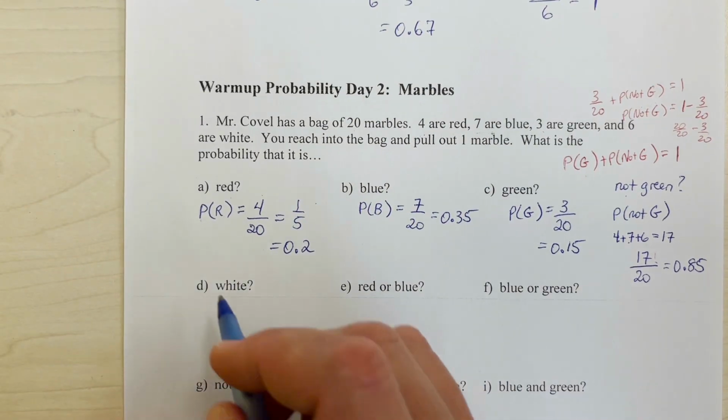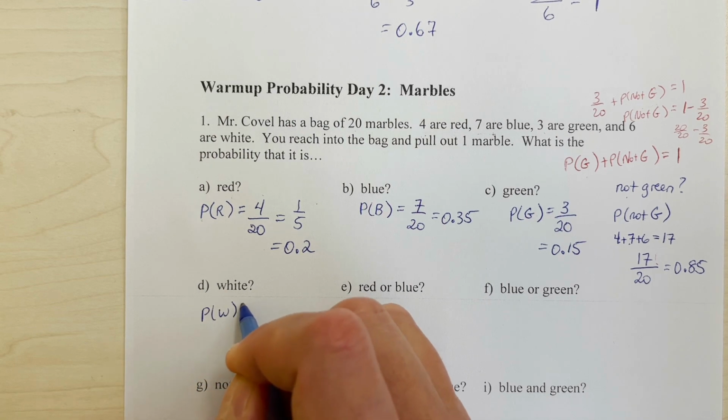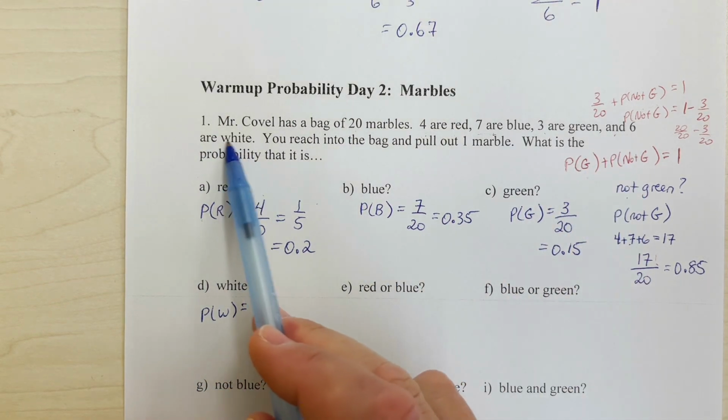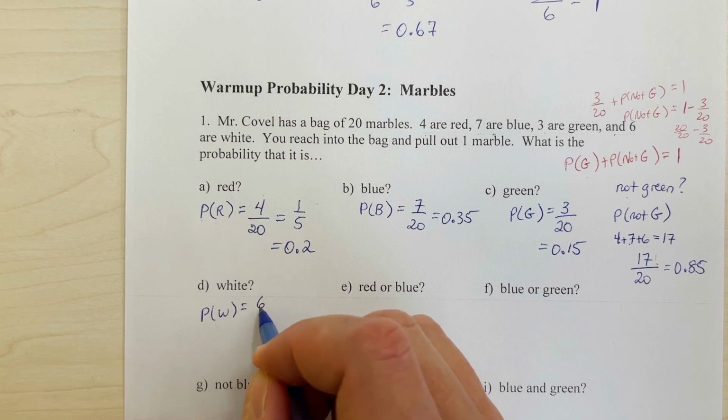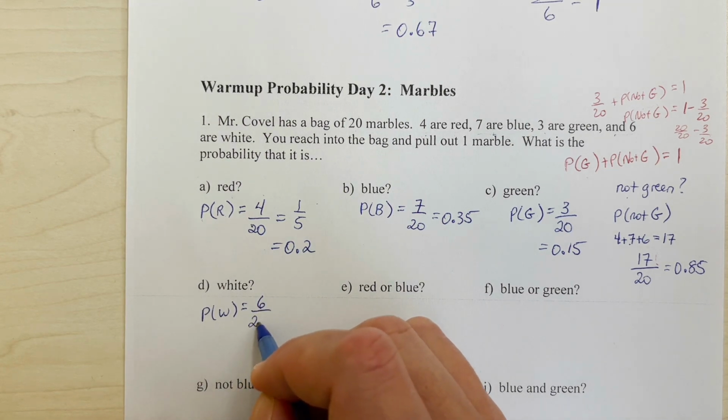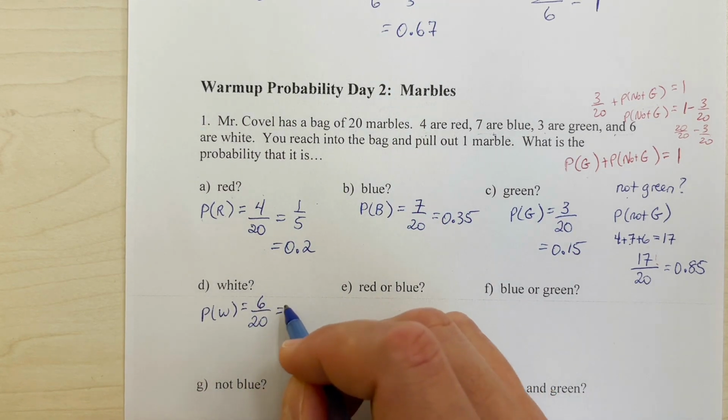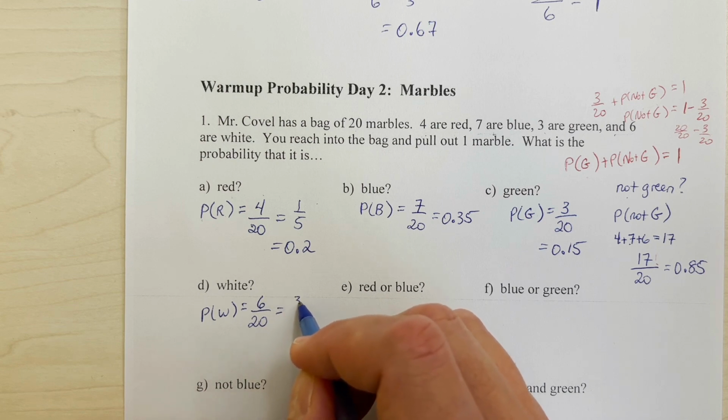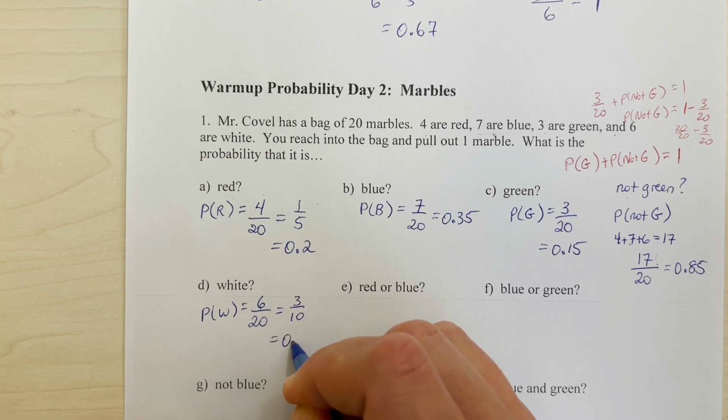What is the probability that the marble is white? Well, let's see, we had 6 that are white, so 6 ways to succeed out of 20 total outcomes, which reduces, we can divide by 2, to 3 over 10, or 0.3.